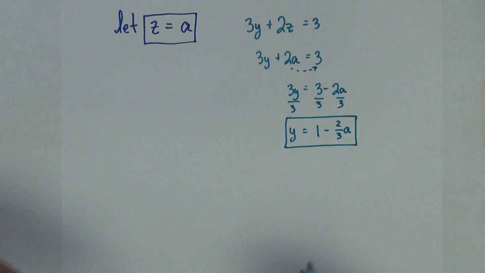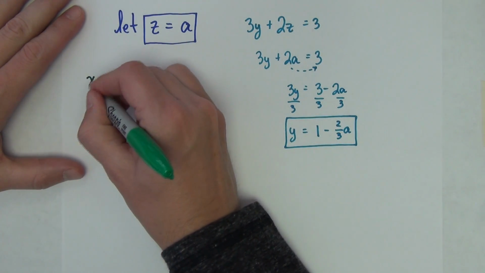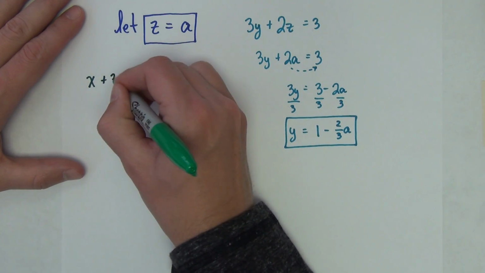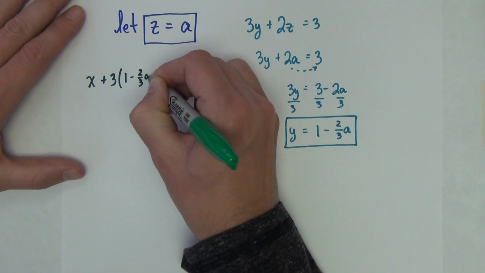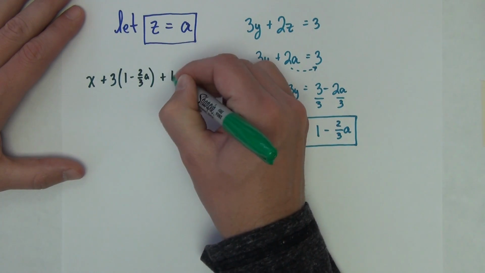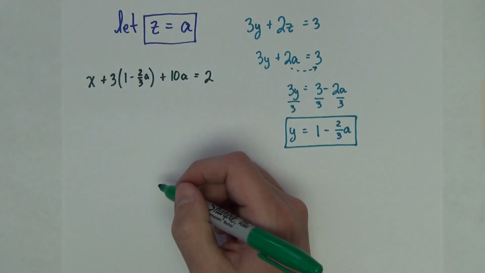Okay, so now I have y solved for. So I have z solved for, I have y solved for, now I need x solved for. To solve for x, I'm going to use the top equation of the original system. That top equation was x plus 3y, and y is 1 minus 2/3 a, plus 10z, and z is a, equals 2.